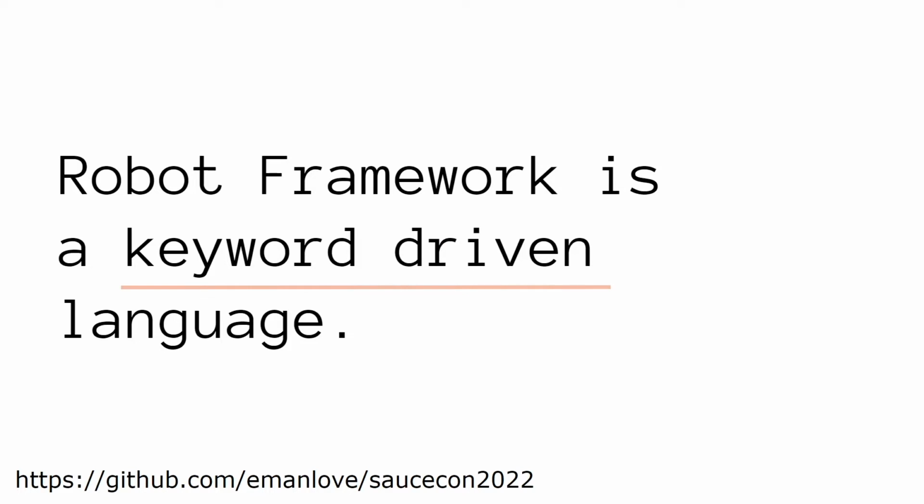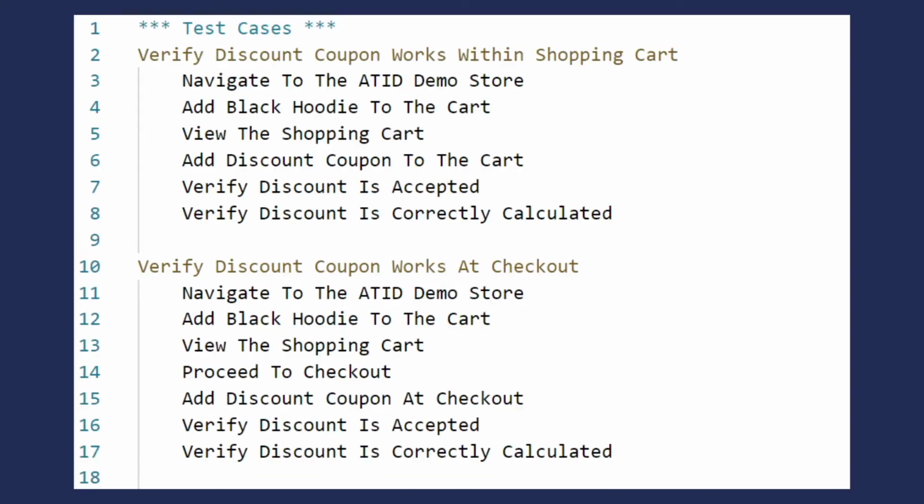Now, I've mentioned that Robot Framework is a keyword-driven language. So let's talk a little bit more about what that means, that's keyword-driven, or what a keyword is. A keyword is essentially a step within our test case. So we've got several keywords here. That first test case, verifying the coupon works within the shopping cart, has, as I count them, 6 test steps, or 6 keywords. These are keywords that I created, keywords that I wrote to describe the actions I want to be taking in my test case.